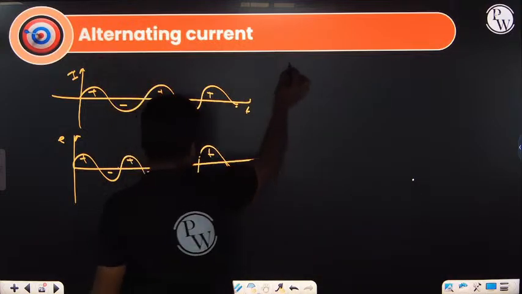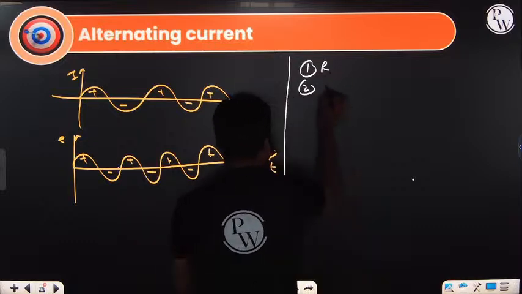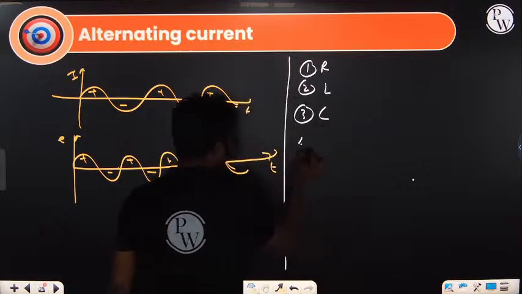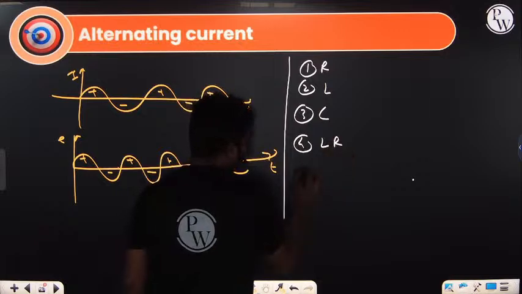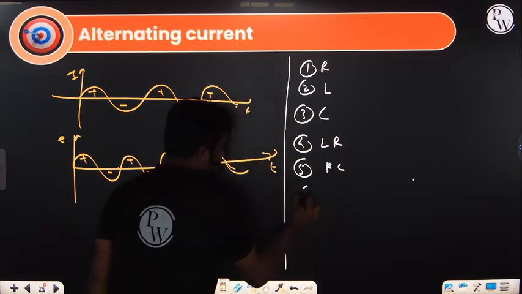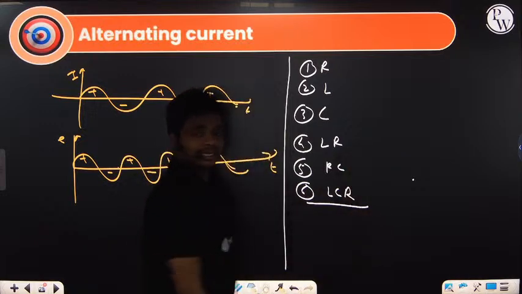We have different circuits over here. First one is only resistance. Second is only inductance, third is only capacitance. Then the fourth case, LR circuit. Fifth one will have RC circuit. Sixth one will have LCR. So these are the circuits we'll be having.